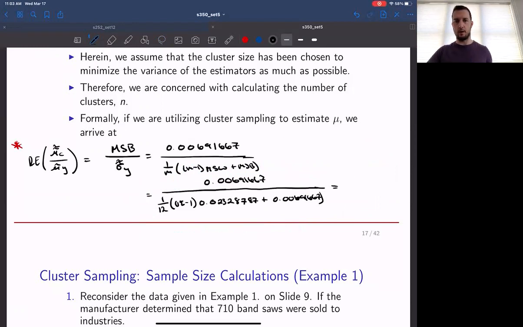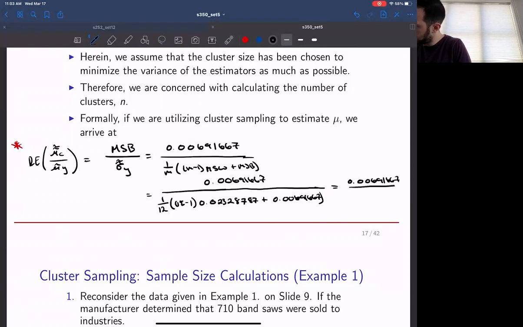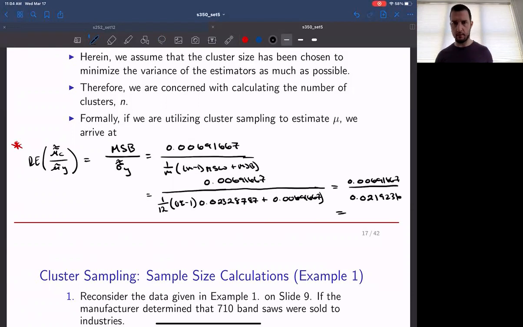All right, and then I just need to check this one real quick here. So we're going to have 1 over 12 times 11 times 2, 1. Okay, and then that gives us 0.315.